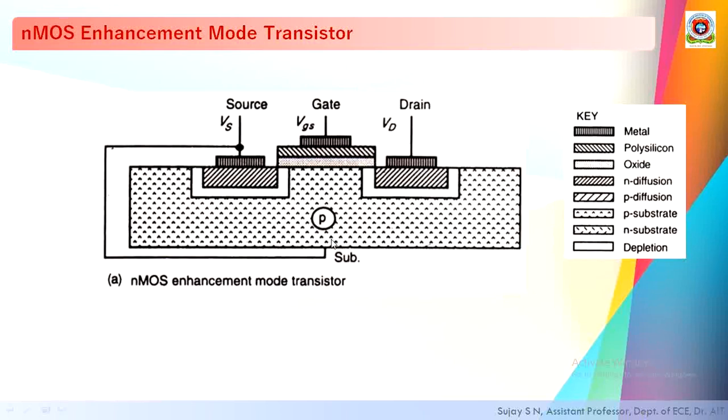As I said, the P substrate is connected to source and it is given the potential VS. And the two important voltages we are going to connect here to make this transistor operate are the gate voltage with respect to source, that is VGS, and the drain voltage, again with respect to source, which we call VDS. Okay, this is the physical structure.